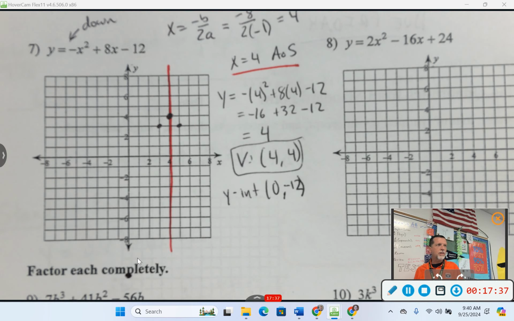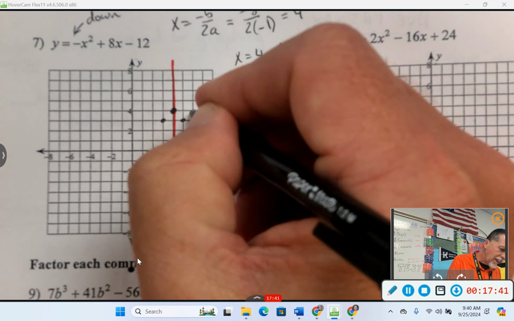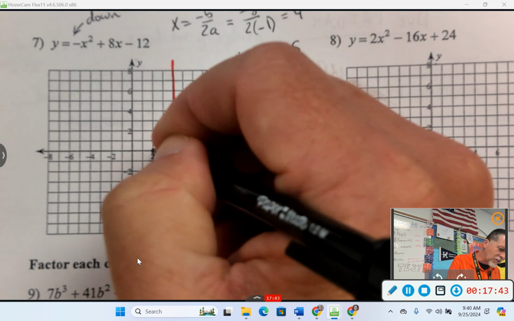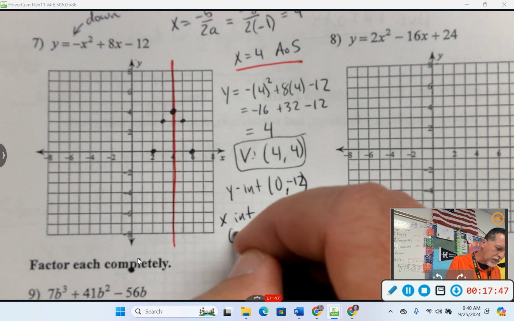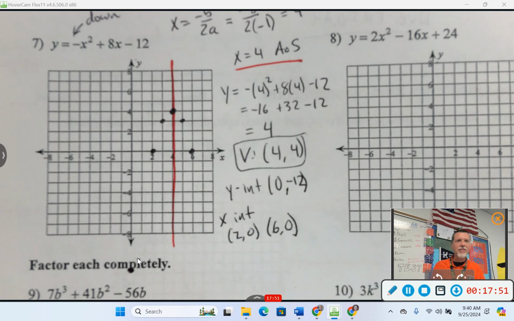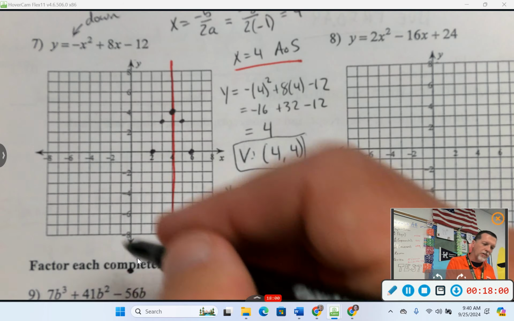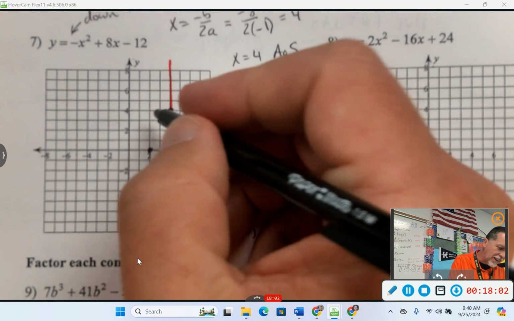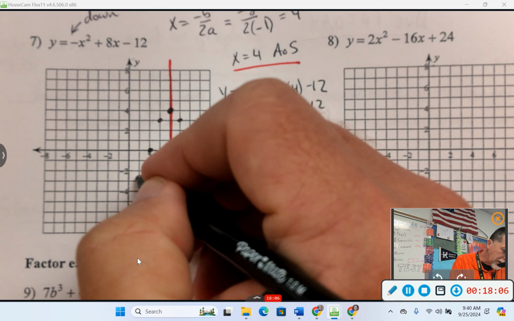So over 1, down 1. Over 2, down 4. And yes, this is good news. We just sort of backed into our x-intercepts 2, 0, 6, 0 without having to factor. Now you could go factor if you wanted to double check, but most of you are not going to do that. You're just going to roll with that, which is fine. And then I guess I could go 3, 9 if I really want to make this look nice.